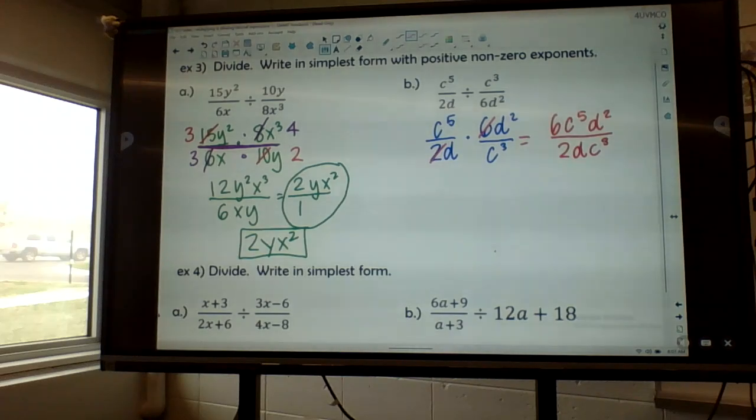And then this just becomes like an exponent problem. So 6 over 2 is going to be 3 over 1. Again, there's more d's on the top, there's 1 more. And there's more c's on the top, there's 2 more, 5 minus 3. So again, you could also write it this way.